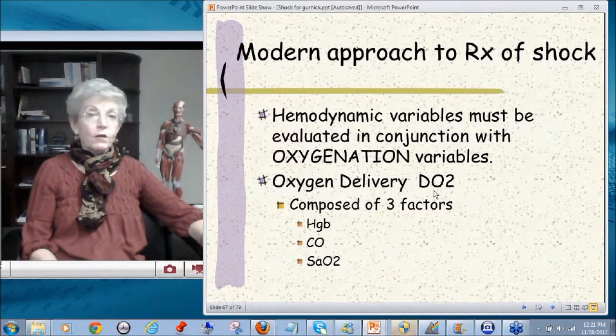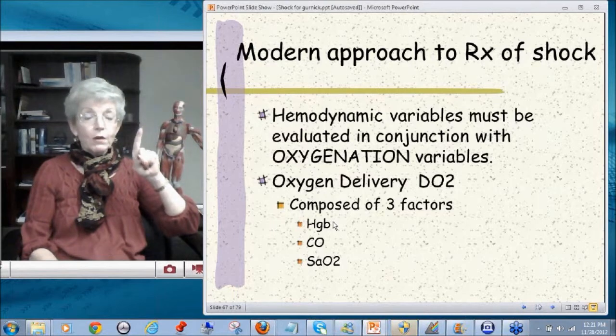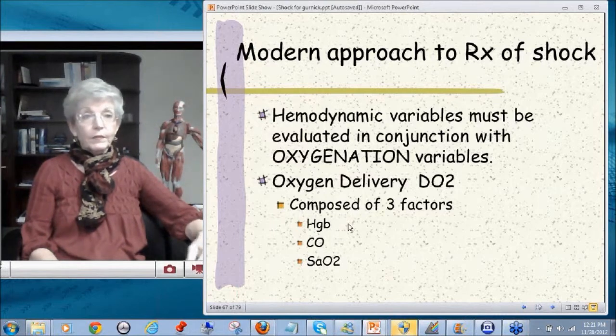Oxygen delivery is called DO2. And oxygen delivery, as you know from basic patho, is divided into three critical factors. One is, what is your hemoglobin level? Because each one little molecule of hemoglobin can carry 4 molecules of oxygen. So hemoglobin is our oxygen carrying guy.